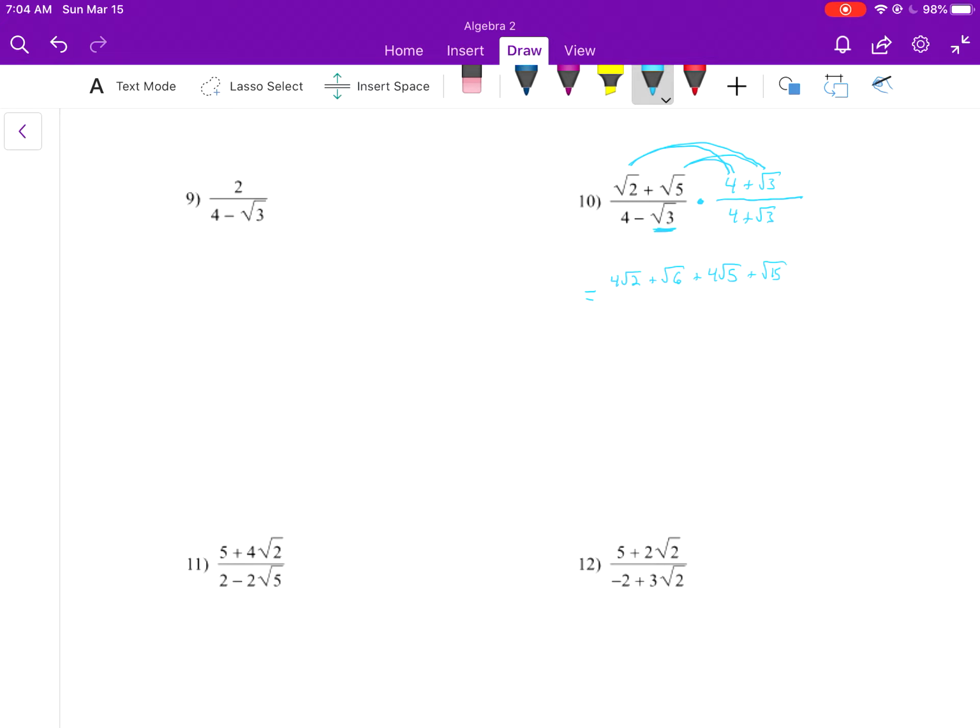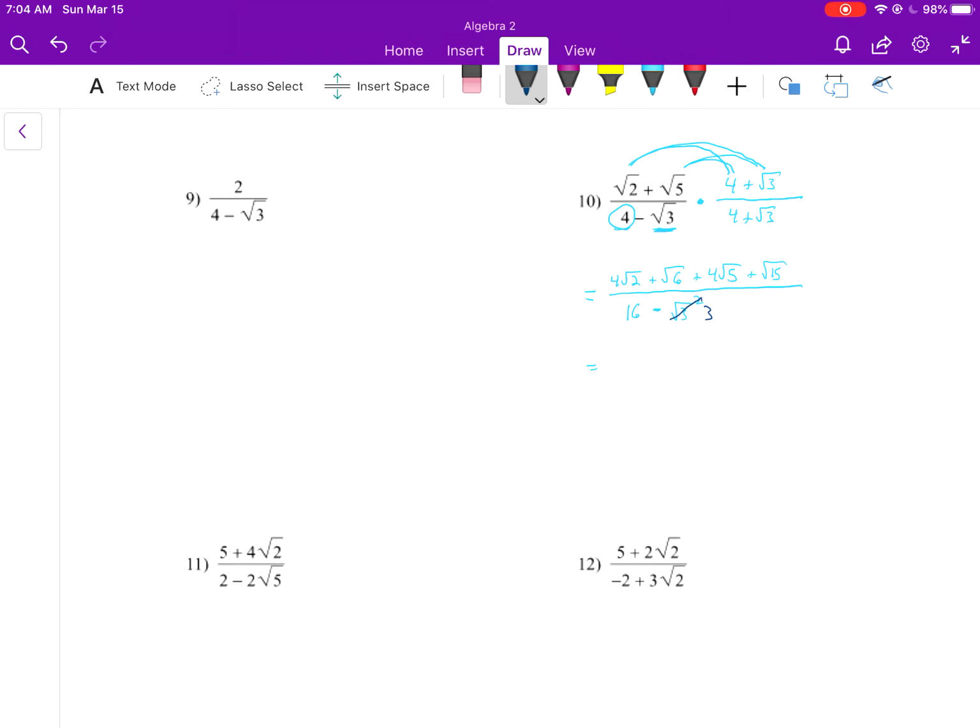We have 4 terms, and actually none of them are alike to be able to add. In the denominator, we learned our short way of doing this before. We can take the first number squared, so that's 16, minus the second number squared, so that's 3. So root 3 squared ends up being 3. And so actually I'm going to go ahead and write that. Square root of 3 squared is 3.